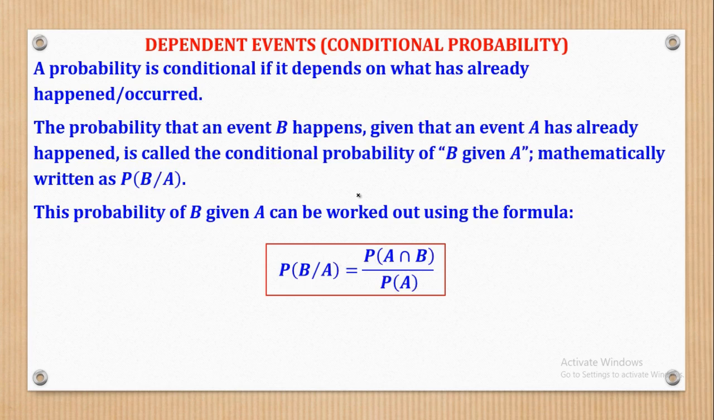So what you should realize is that the numerator is the intersection of these two events A and B, and the denominator is what has already occurred. So probability of B given A has already occurred is probability of A intersection B over probability of A. So what has already occurred is what becomes the denominator, and the numerator is the intersection of both events. So whether you write B intersection A or A intersection B, everything is the same.